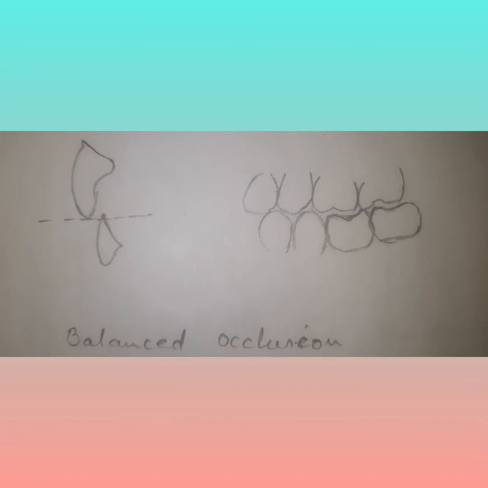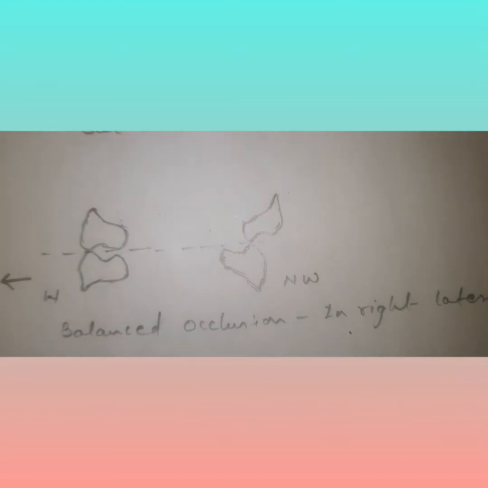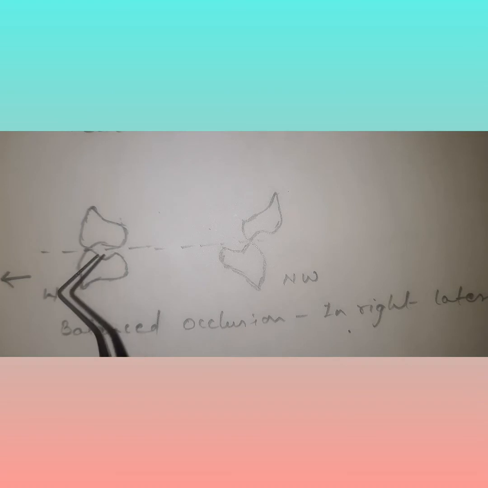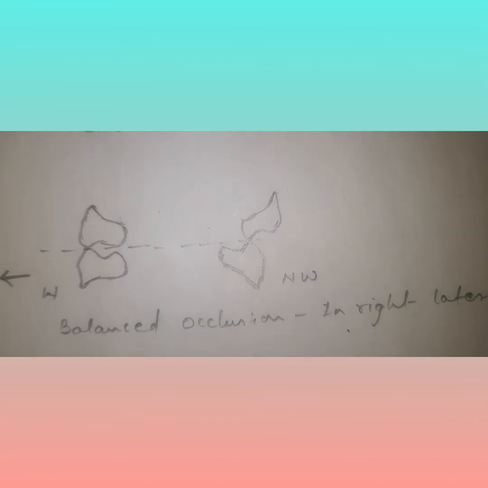Also, on the working side, that is the side to which the jaw moves, in this case it is this side, the right side. This is the working side, and here we see that working contacts are present all along the working side from the canine to the posteriors, and balancing contacts, that is the non-working contacts, are there in the protrusive also, and in the lateral movements also, as you can see here.